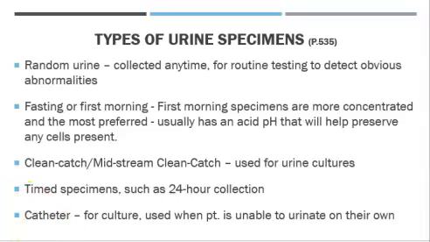Next up are your timed urine samples, and the most common one would be a 24-hour urine sample. This would be where you would collect all your urine within a 24-hour period, and of course you would have to be sent home with a urine container that would be able to handle the volume of a complete 24-hour sample. The last type of urine sample we need to discuss is the catheter urine sample, and these are usually used for culture, and these are usually collected when patients are unable to urinate on their own, and the catheter sample is really good to eliminate contamination.